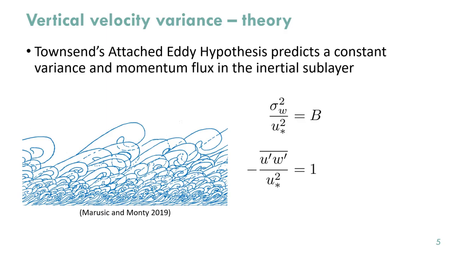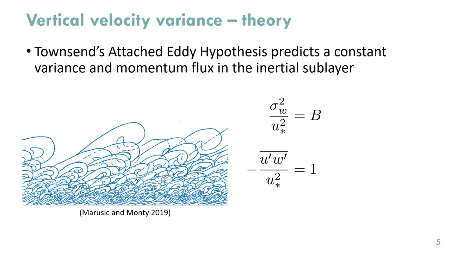We also have theory to support this result, specifically from Townsend's attached eddy hypothesis. This hypothesis envisions a population of eddies whose size increases as you move away from the surface. This population of eddies results in a constant vertical velocity variance that is proportional to the surface flux. However, it doesn't define exactly what the proportionality constant B is.